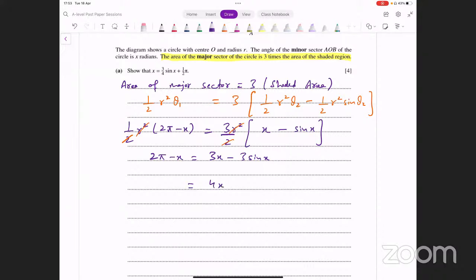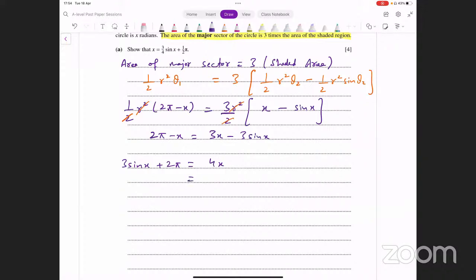That is going to leave you with 3 sin x plus 2 pi, right? So I've taken this x to the other side. That becomes 4x, and brought minus 3 sin x to the left side. That's 3 sin x plus 2 pi on the left side. Now 4 से divide कर दें. That gives us 3 over 4 sin x plus 2 pi over 4, which becomes pi over 2.